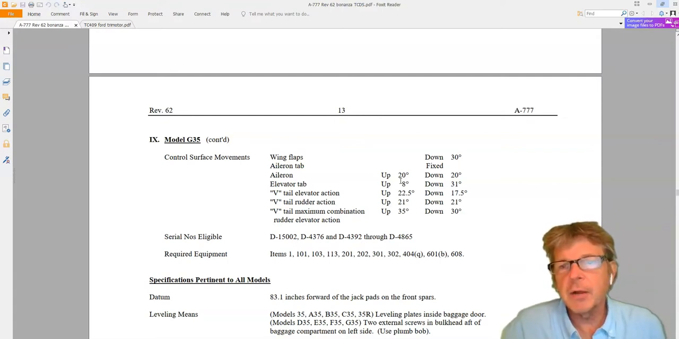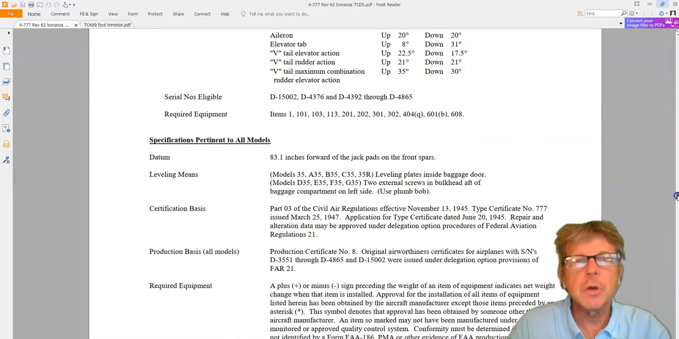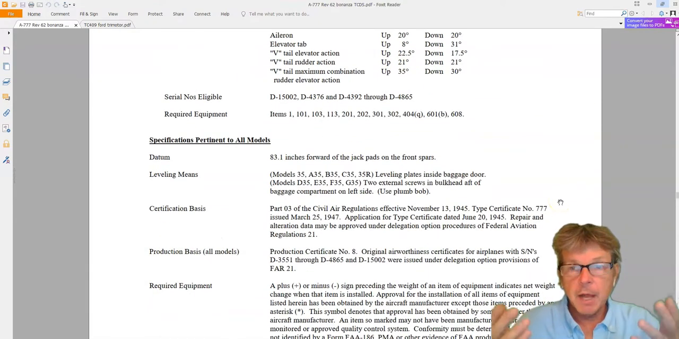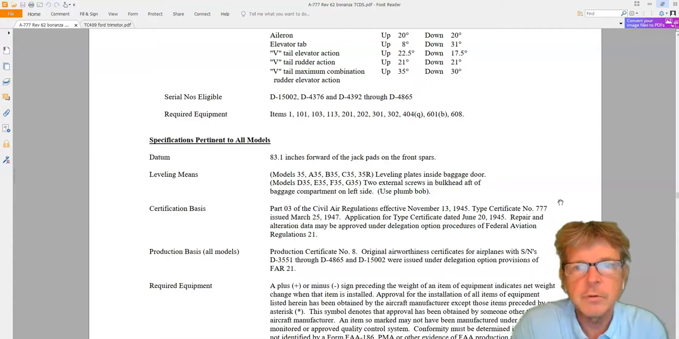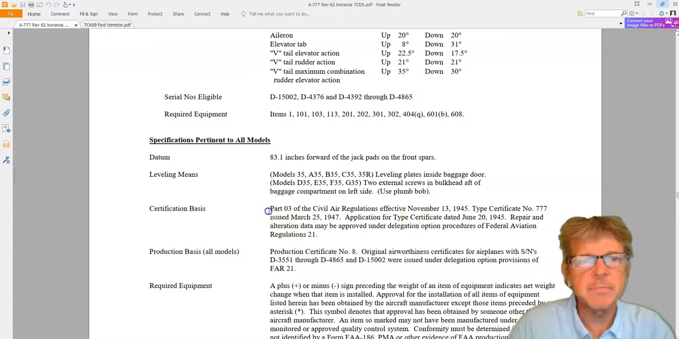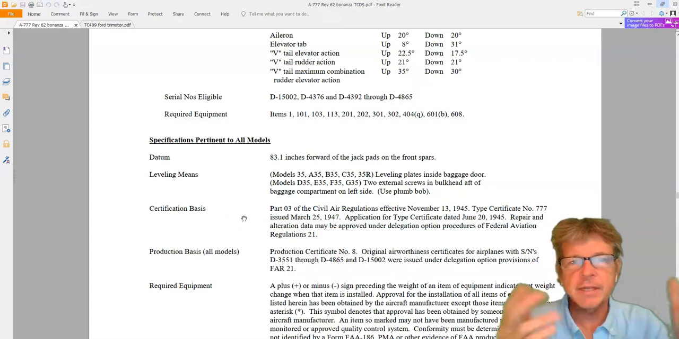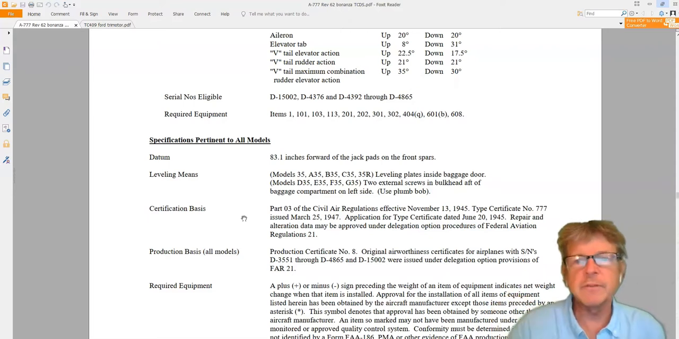Okay, the next section I want to tell you about is what we call specifications pertinent to all models, or sometimes called data pertinent to all models. I talked on here about the different models of this airplane. Well, this section has things that are on all of these models. So this is another section of the type certificate data sheet we need to look at. Here it tells us the certification basis, and certification basis tells us how they licensed it, how they tested it. There are a lot of things on here that if we're looking for that information, we can find it. We're not going to memorize it. We don't have to know all this stuff.